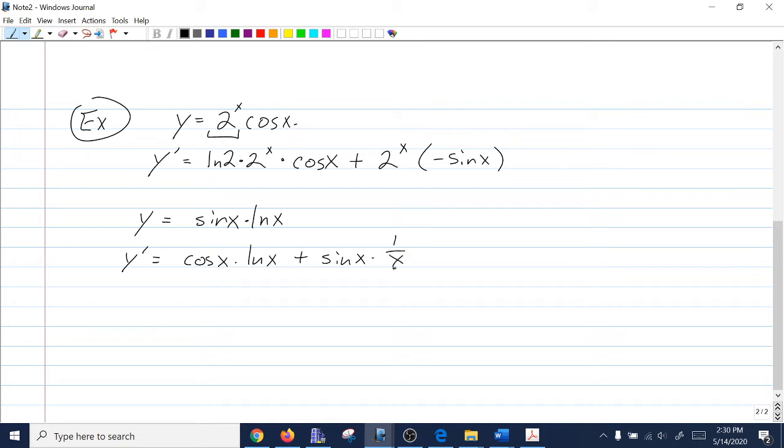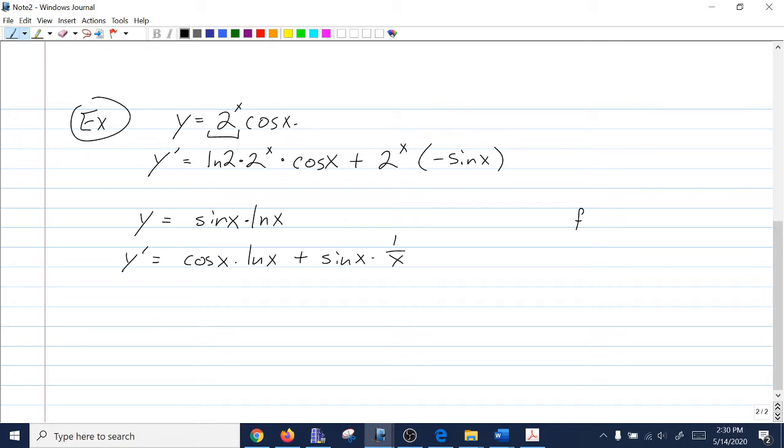Derivative of ln is 1 over x. A lot of people will write the product rule in different orders. It's just multiplication and addition. Adding doesn't care what order you put the things in. Multiplication doesn't care what order you put the things in. So you can put them in any order.